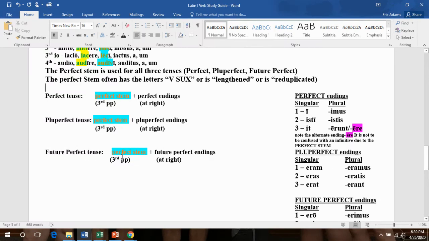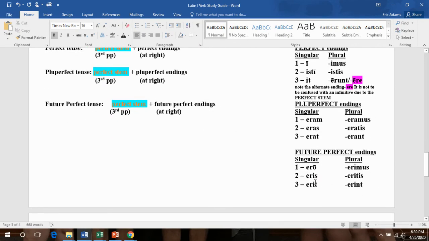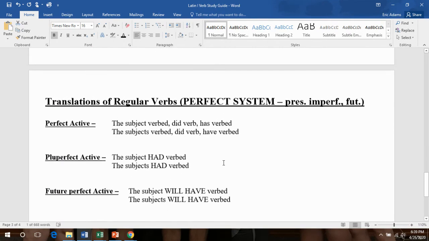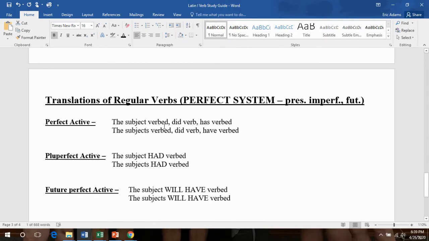Then for future perfect, it is the perfect stem plus your endings, ero, eris, erit, erimus, eritis, and erint. Once again, the only instance of the Romans saying int. Your second instrument is trumpet. And then you, of course, have the translations of perfect, the subject verbed, did verb, has verbed, the pluperfect, the subject had verbed, and the future perfect, the subject or subjects will have verbed.